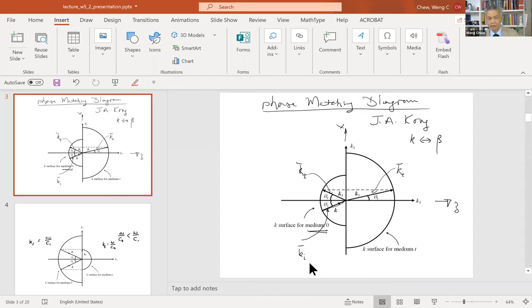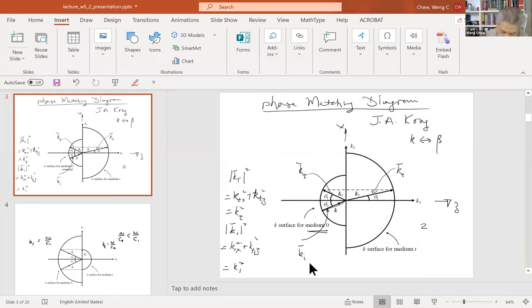And all these wave vectors have the property that their magnitude kt square is equal to ktx square plus ktz square, which has to be equal to kt square. If I call this medium 2, or medium T, and then in medium 1, the left medium, the magnitude of k1 square should be k1x square plus k1z square, and this should be equal to k1 square.